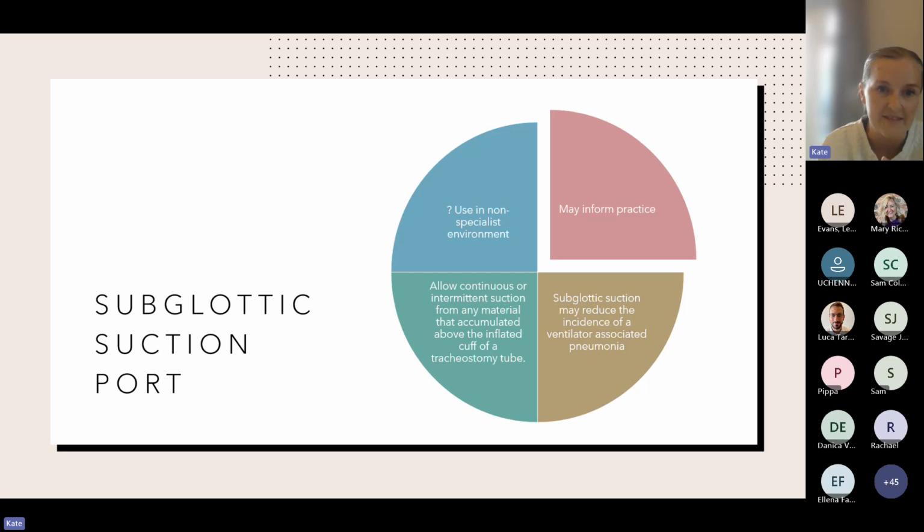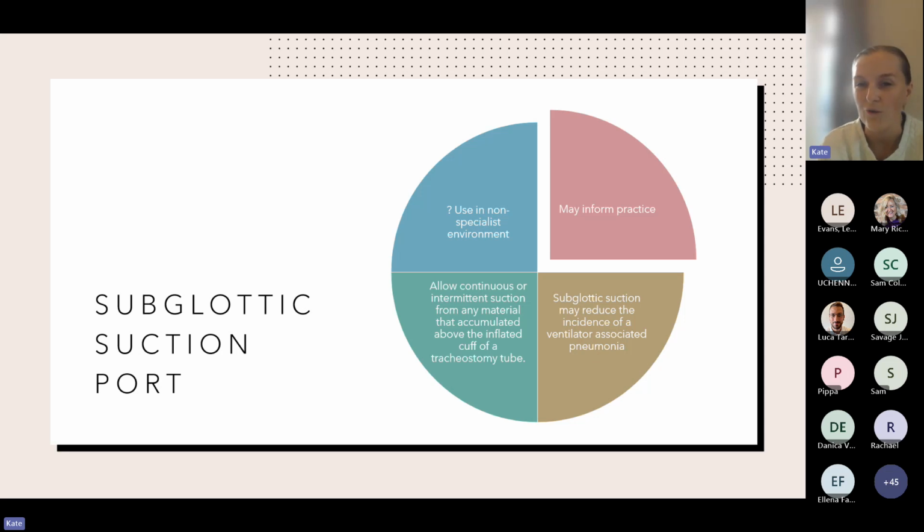There's evidence to suggest that subglottic suction can reduce the incidence of ventilator-acquired pneumonias, so we do routinely use it on our unit. But as I said before, we're a critical care unit. If you're in the community, you may choose not to have a subglottic port because it's just one extra thing that you have to worry about and train staff on. The simpler you make the device, the better.